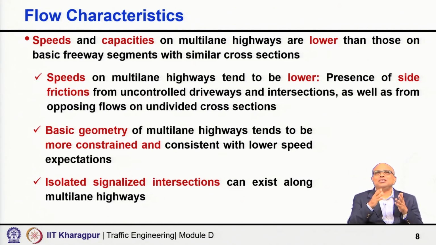Third, isolated signalized intersections can exist along multi-lane highways, although we do not expect them at the rate normally expected on urban arterials or urban roads. Isolated signalized intersections can exist, may not be at frequent intervals, but sometimes they can exist. So, the speed environment also is not going to be as high as it is expected on freeway segments, because freeways are completely access controlled.